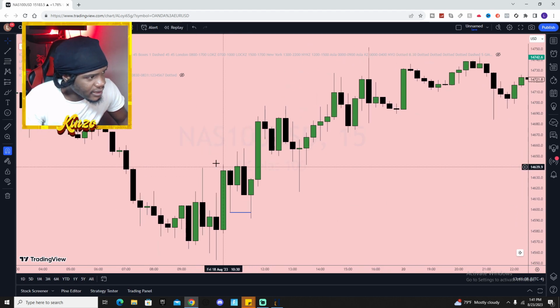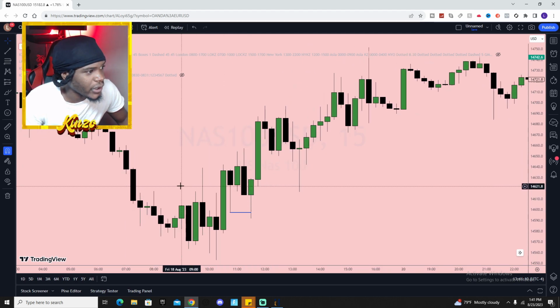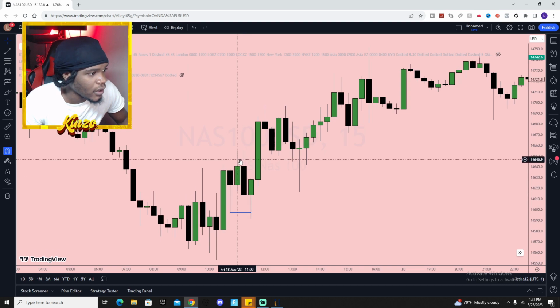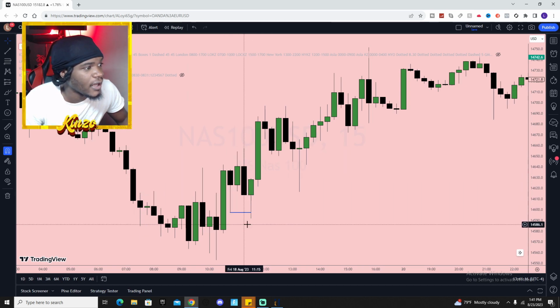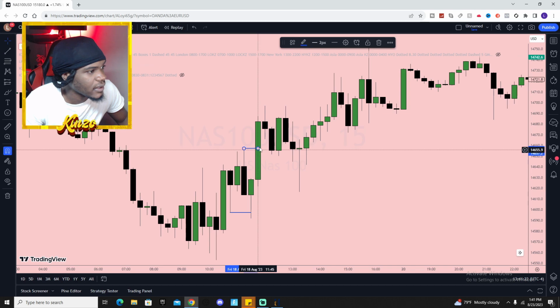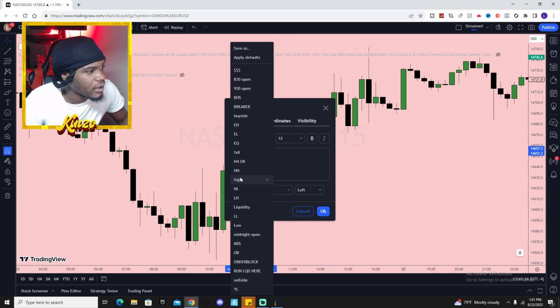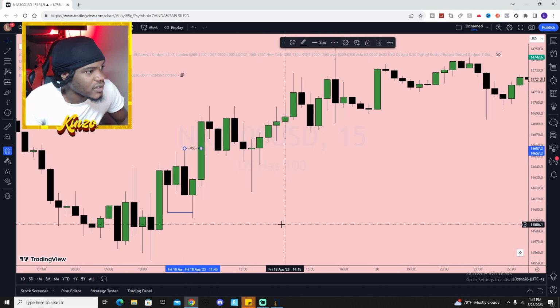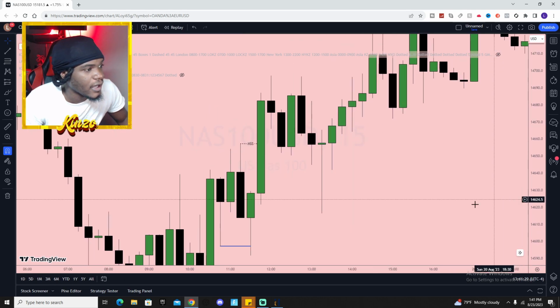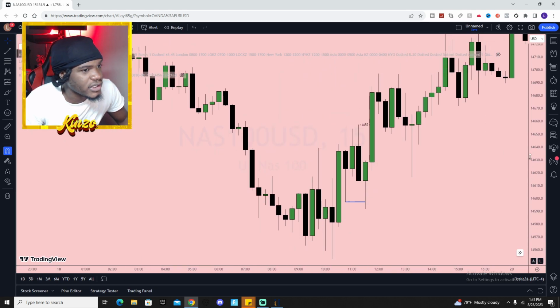So then we come over here to where structure started to get broken, right? We got these market structure shifts. What happened right here? We ended up grabbing liquidity, right? Displacing higher, and what did we leave? So right here was our market structure shift. We're gonna mark this off. Market structure shift, right? So now we got that market structure shift.